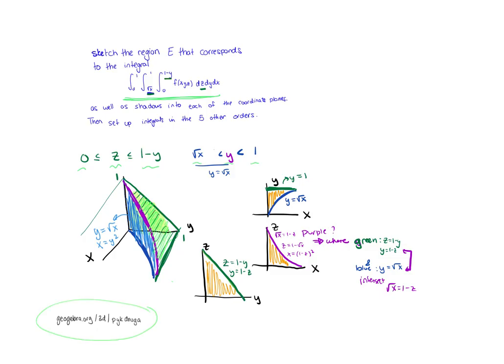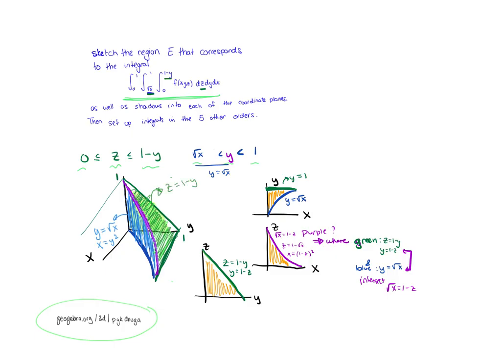So I've got this green wall. I didn't do a very good job of making it a darker green. There we go. Okay. This green sort of ceiling, like diagonal guy. We've got the purple curve of intersection between the two. We've solved for a lot of those. So the green guy was z equals 1 minus y.